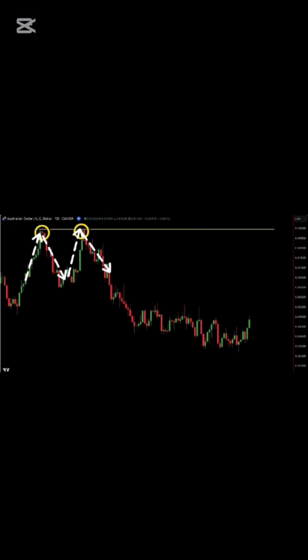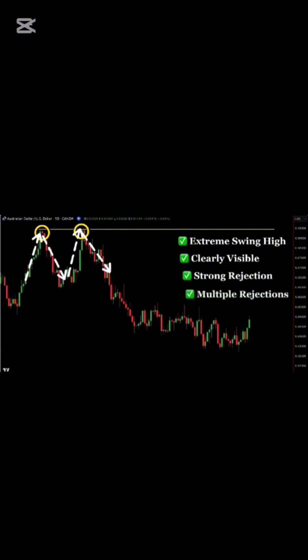Now, what makes this a strong resistance level? Let's break it down. Extreme swing high. This is the highest price point reached in recent time, making it a key resistance level, clearly visible. This level stands out immediately, and any trader looking at the chart should be able to spot it within seconds. Strong rejection. Price moved away aggressively after touching this area, confirming a strong reaction. Multiple rejections. Looking closely, there are 2 rejections, indicating that price struggled twice to break through. This pattern is often referred to as a double top.